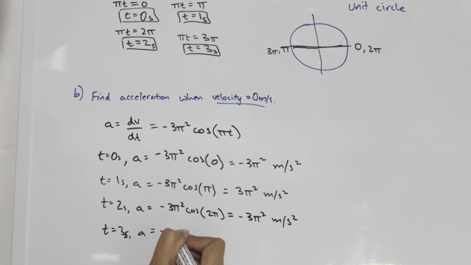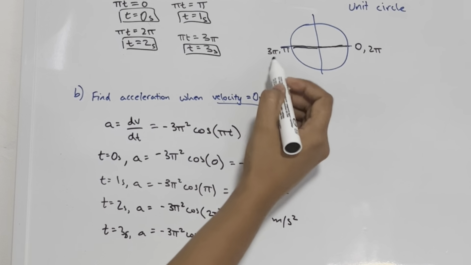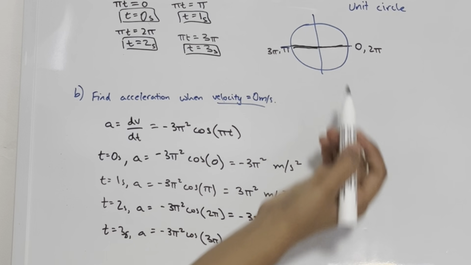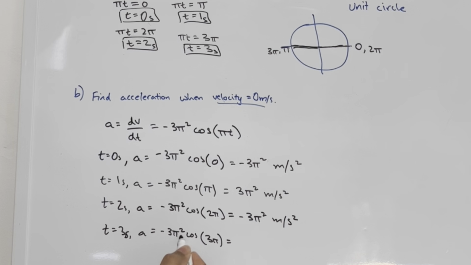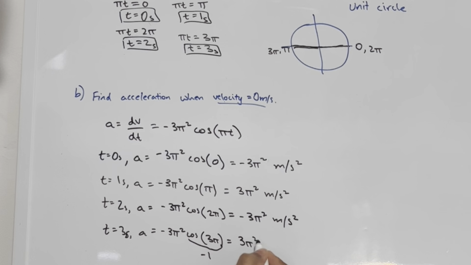And lastly, for 3 seconds, acceleration is going to be negative 3 pi squared cos of 3 pi. And at 3 pi, again, cos is negative 1. So we're going to do negative 3 pi squared times, this will be replaced by negative 1. So the answer is going to be just 3 pi squared meters per second squared.